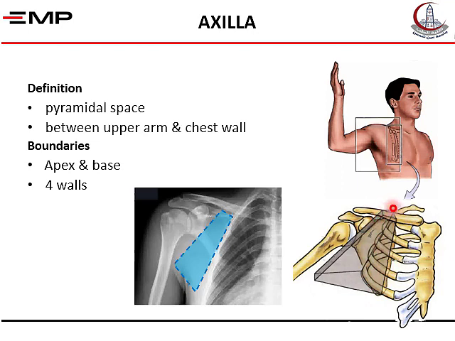It has an apex. It is pyramidal in shape. It has an apex above, which is an opening leading to the neck. It has a base, which is made by the skin and the axillary fascia. It has a medial wall, a lateral wall, an anterior wall, and a posterior wall.